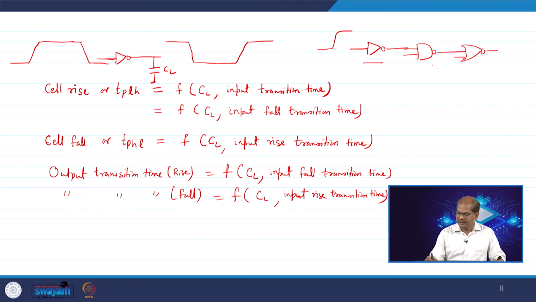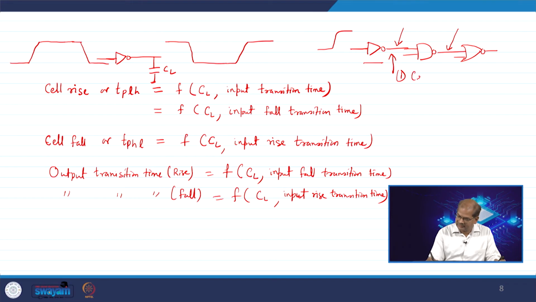For the second gate, I also need an input transition time to find the delay of the second NAND gate. So, I need to evaluate what the transition time is at that point. Similarly, for the NOR gate also I need to find the transition time at this point. So, I have to evaluate 4 parameters.